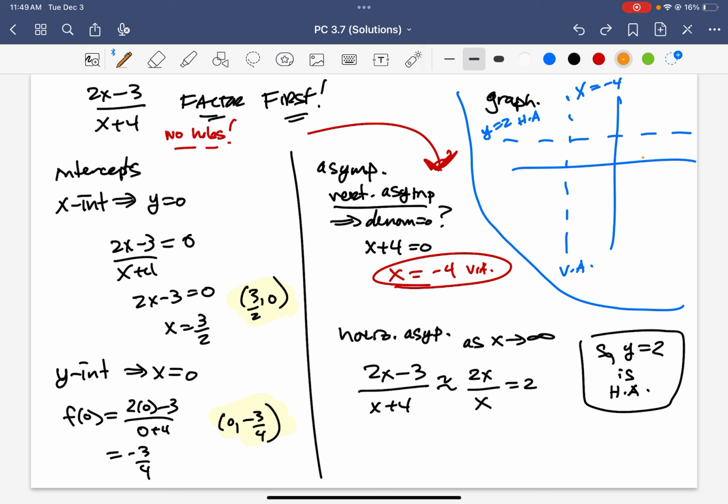So this is (3/2, 0). And this is (0, -3/4). So it looks like this thing is going to do that. Looks like this thing is going to do that.